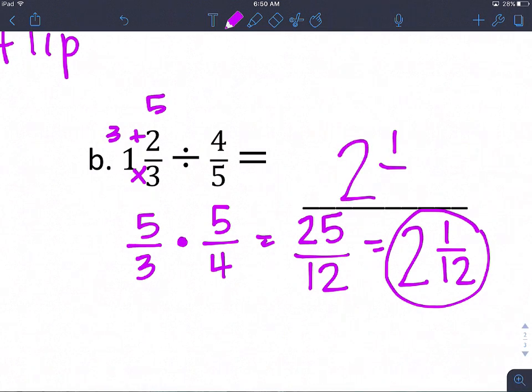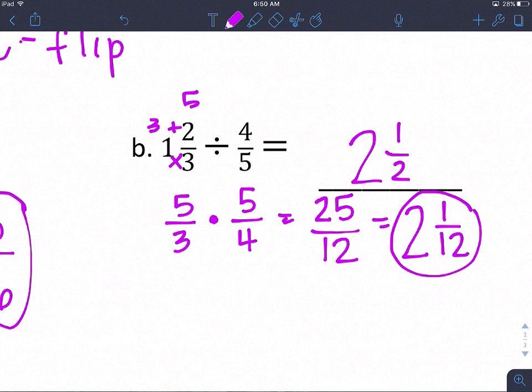If you do not simplify or change it into a mixed number, that will be a loss of some points, so make sure you do that.